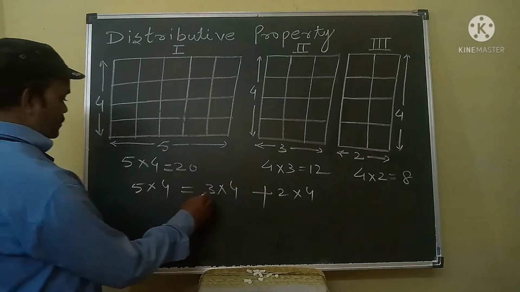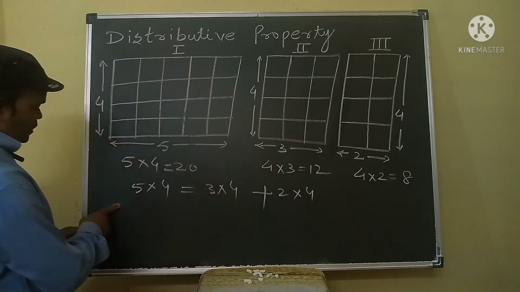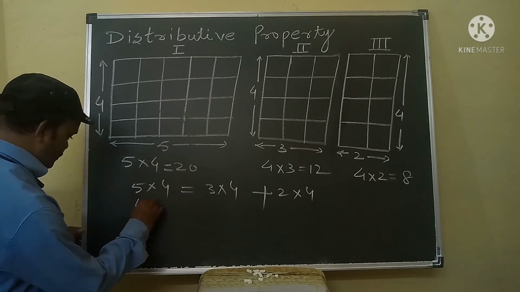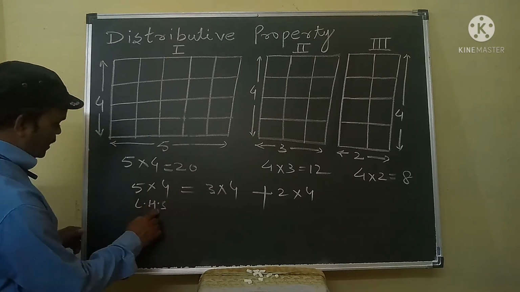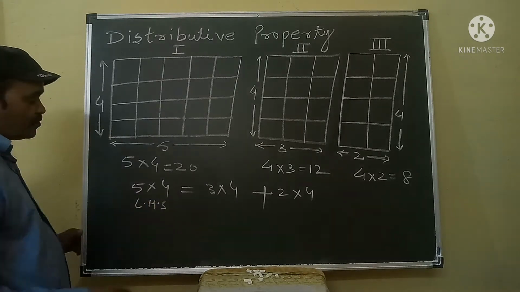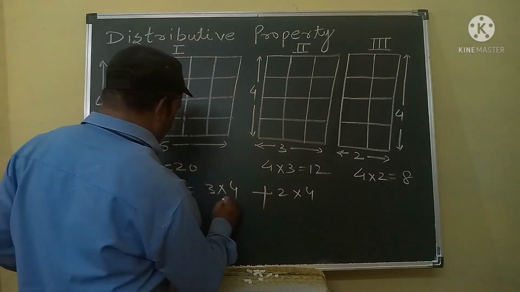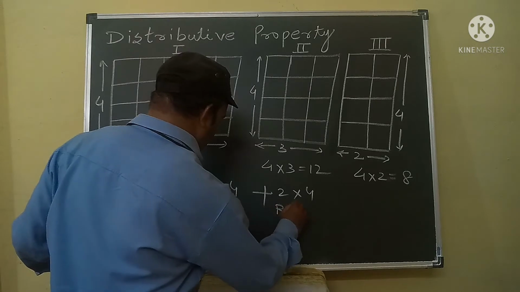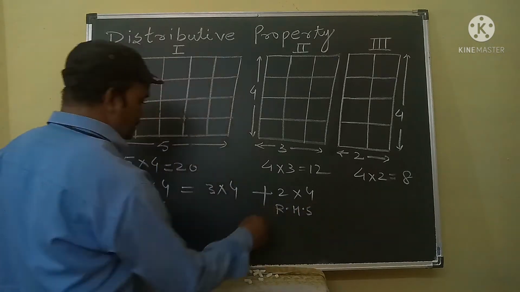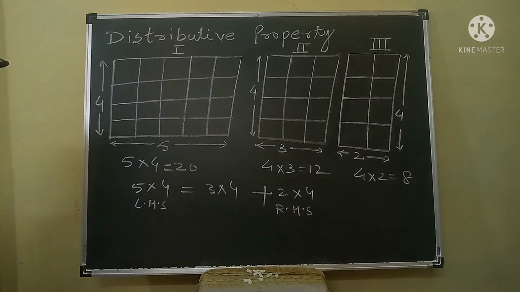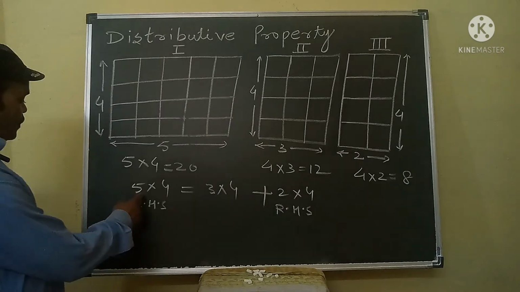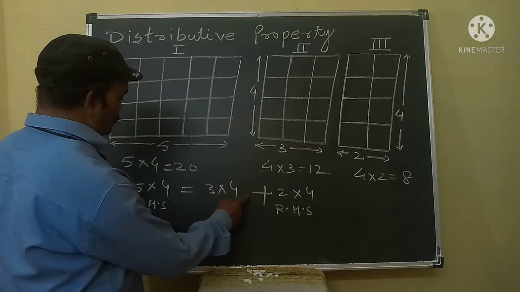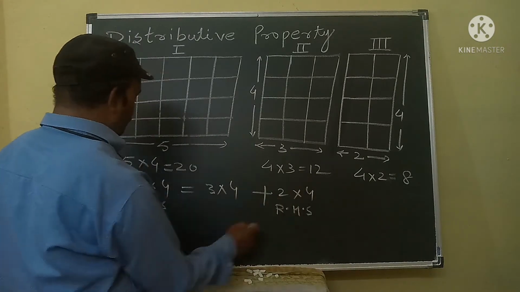So what can you write? This is LHS. LHS means left hand side. And this is RHS. RHS means right hand side. So 5 into 4 is equal to 3 into 4 plus 2 into 4.